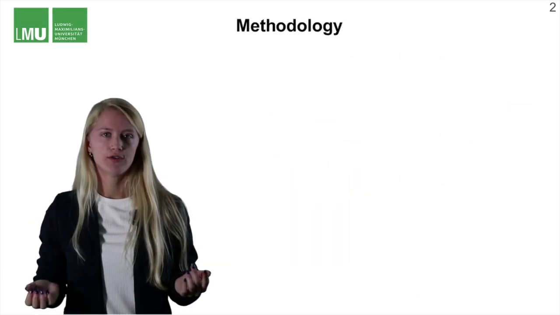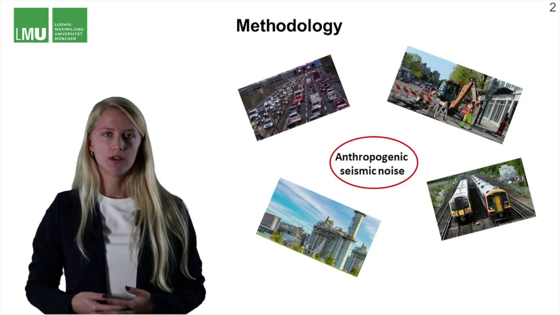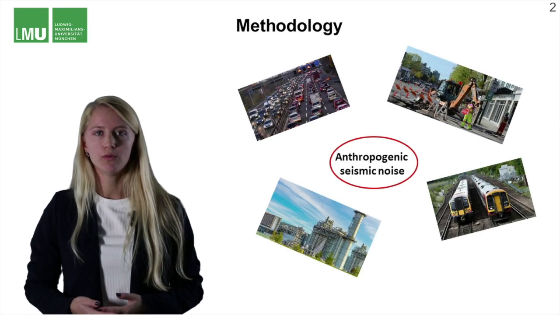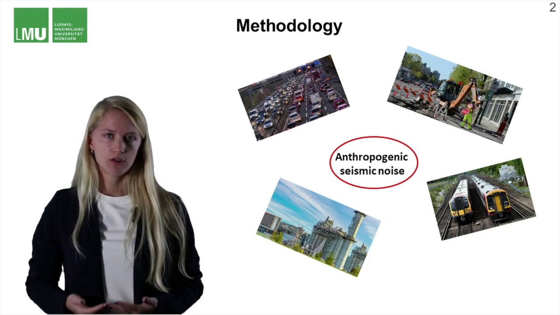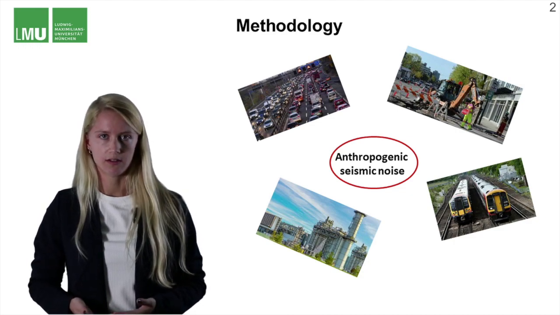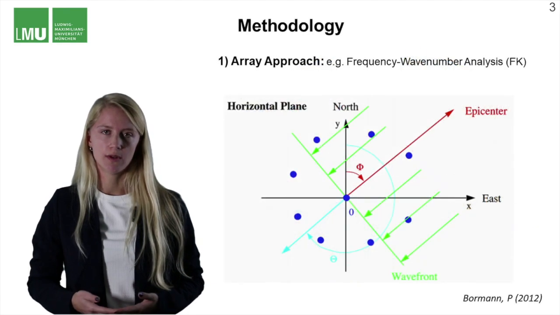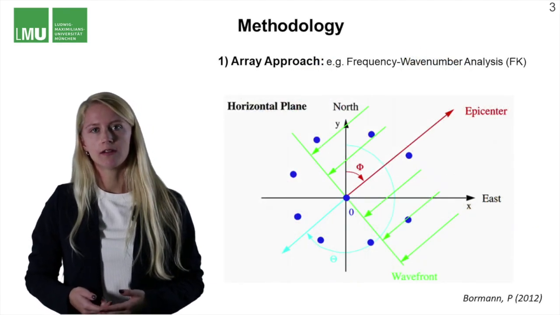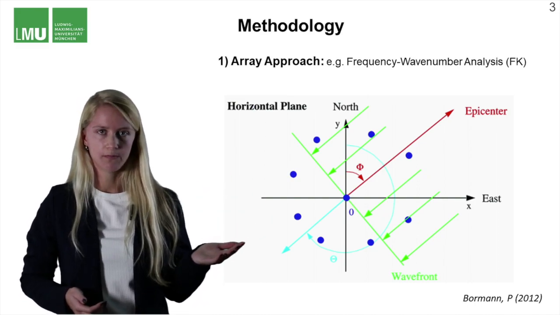So how are we going to estimate the velocity structure? First of all, we're measuring seismic noise, which was generated by human activity, such as traffic or constructions. Seismic noise mainly consists of surface waves, meaning Love and Rayleigh waves. The most common method to measure those signals are array measurements, where you set up a number of stations, usually in a circle as shown here.